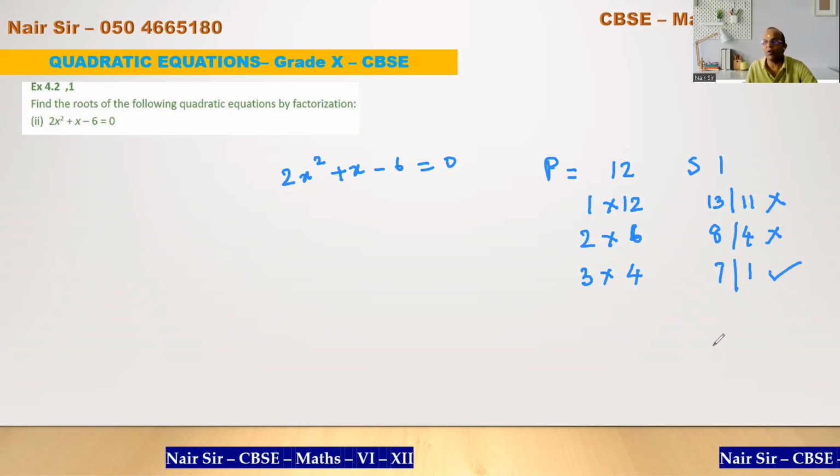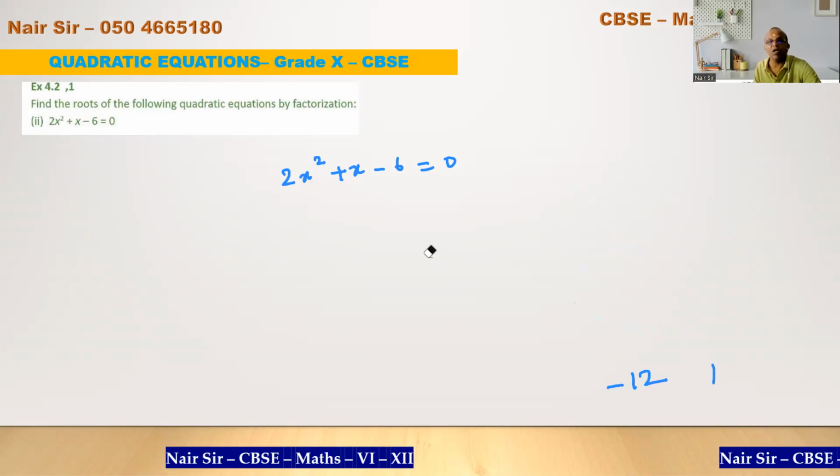Now what I need to look at is what sign I need to put and where. I have got plus x, so that means the bigger number will be plus. And what will be the smaller number? I've got this as minus 12, so it will be minus 3. So minus 3 into plus 4 is minus 12, and 4 minus 3 is 1. I've got the numbers. Now what I need to do is substitute this value.